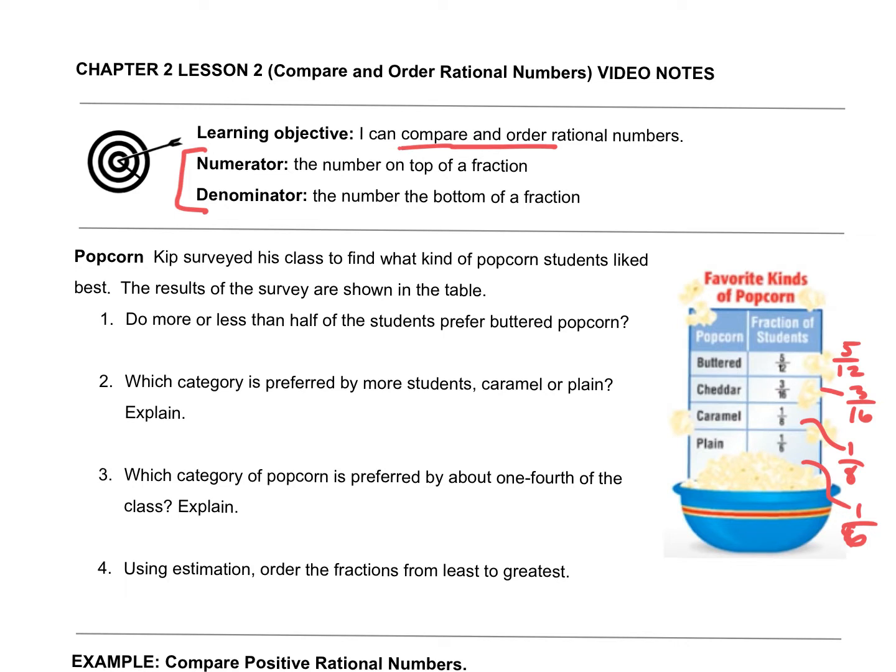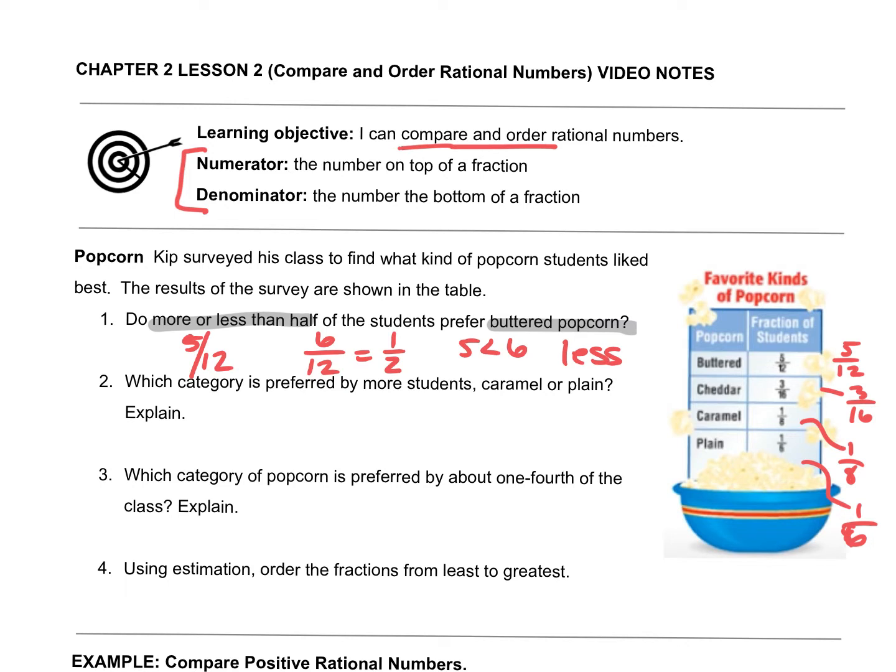Do more or less than half of the students prefer buttered popcorn? So what I do notice is that buttered is 5 out of 12 students. And what I can say is that I know that 6 out of 12 is 1/2. And so since 5 is less than 6, that is less than half. So we would say less than half of the students prefer buttered popcorn, which is wild because you think everyone loves buttered popcorn, right?